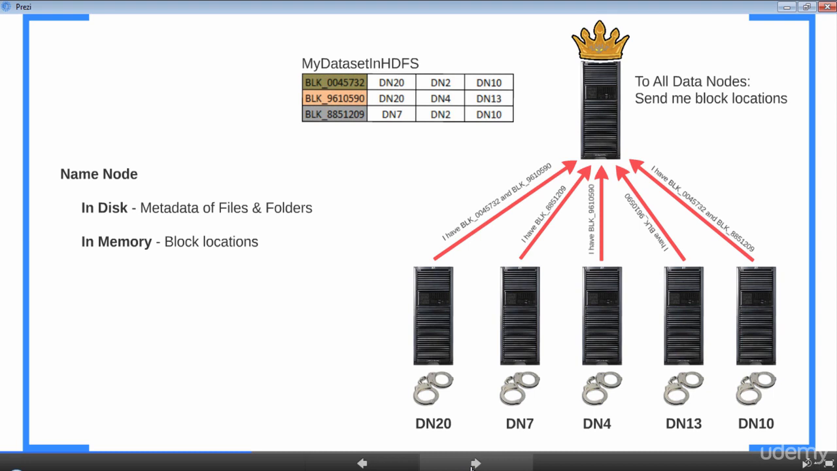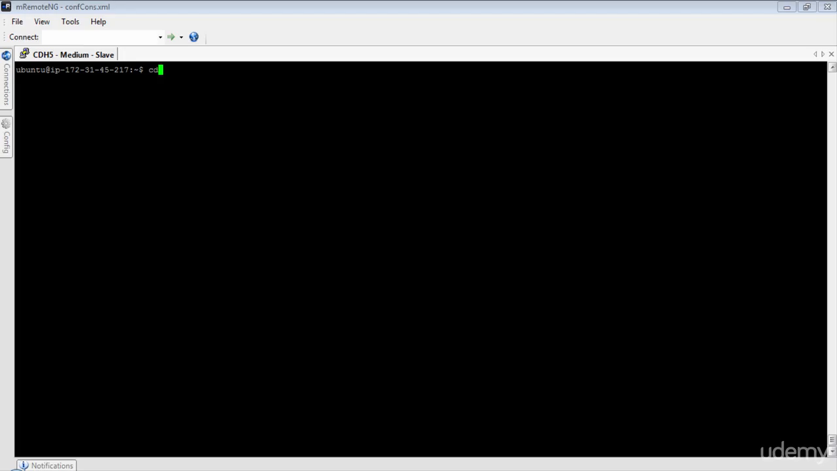So now you know that for HDFS to function properly, the data nodes and the name node should be in constant communication. So how do the data nodes know the location of the name node? Hadoop has a set of configuration files. In our cluster, the configuration files are under /etc/hadoop/conf.